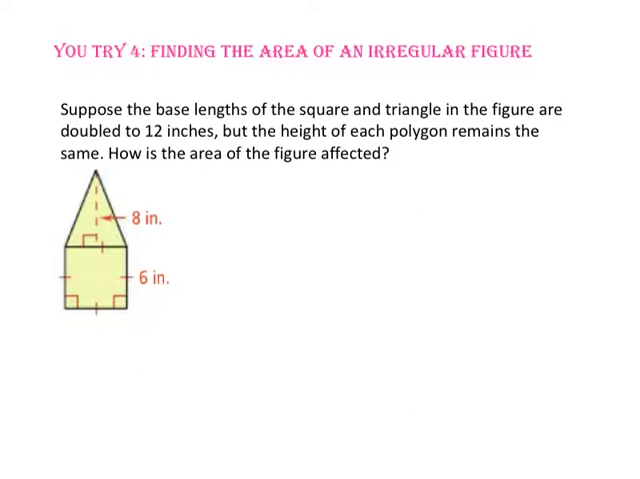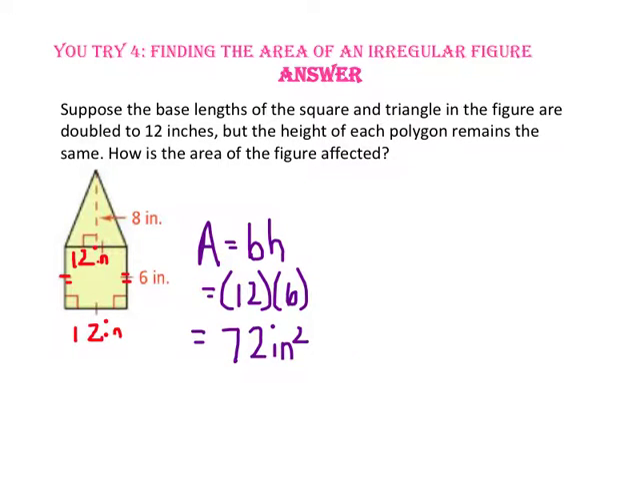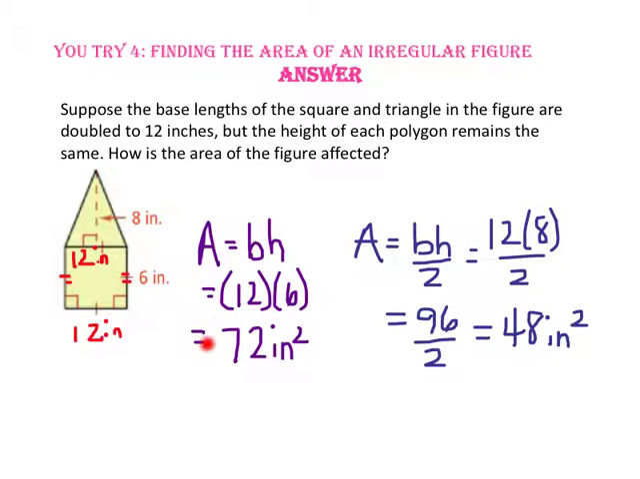Pause the video and try number 4. Suppose the base lengths of the square and the triangle are doubled to 12 inches, but the height of each polygon remains the same. How is the area of the figure affected? Let's start by finding the area of the square and then the area of the triangle. Now let's add the 72 square inch area for our square to the 48 square inch area of our triangle for 120 square inches. Since the area of our figure before was 60 square inches and now our area is 120 square inches, the area doubled when we doubled the length of our bases.